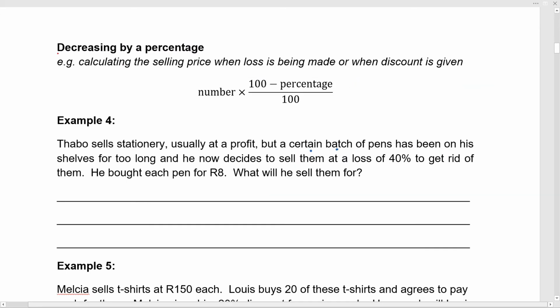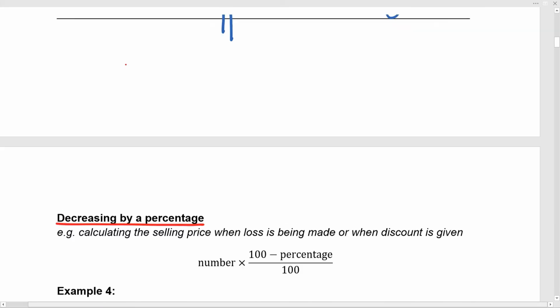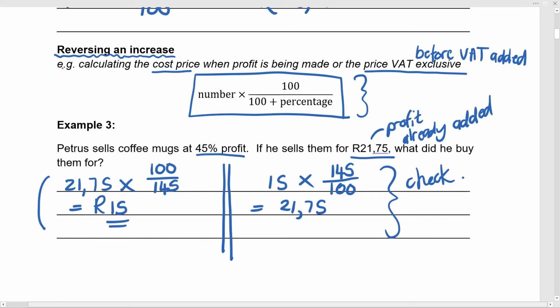The next thing we're going to do is we're going to decrease by a percentage. And I'm imagining a question from some people watching this video. Is that not the same thing as reversing an increase? I mean, at the end of the day, this number went down, right? It went from 21.75 down to 15. Okay, so isn't it just exactly the same thing?